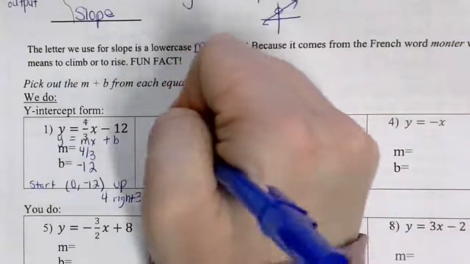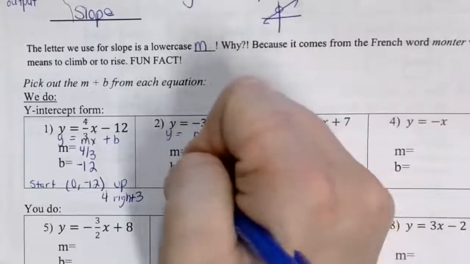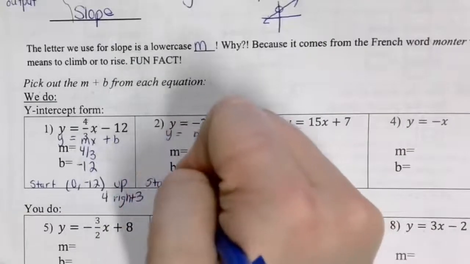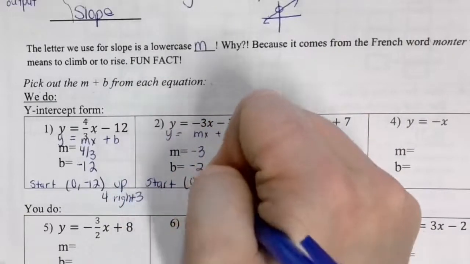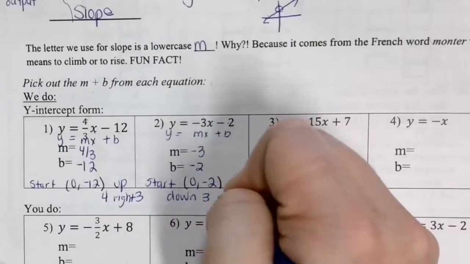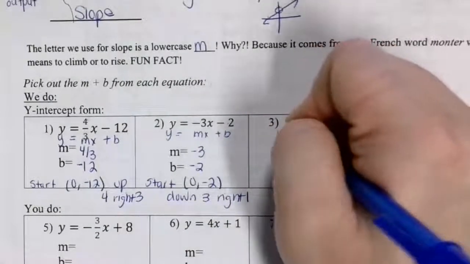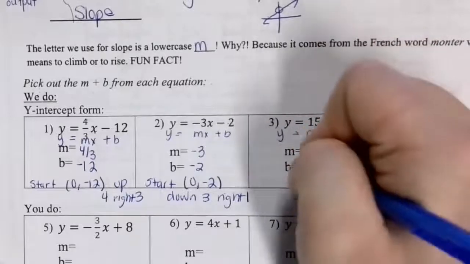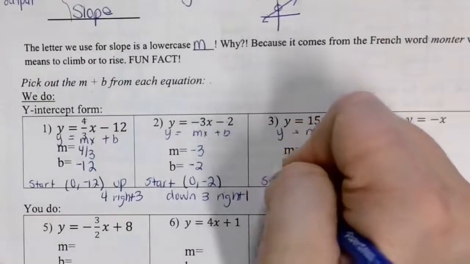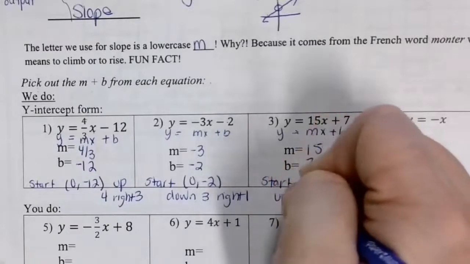Same thing here, I've got y equals mx plus b. In my m spot, I've got -3. My b spot is -2, so if I were to graph this, I would start at 0, -2, and then I would go down 3, right 1. For this one, 15 is in my slope spot, 7 is in my y-intercept spot, so I would start at 0, 7, and then I would go up 15, right 1.